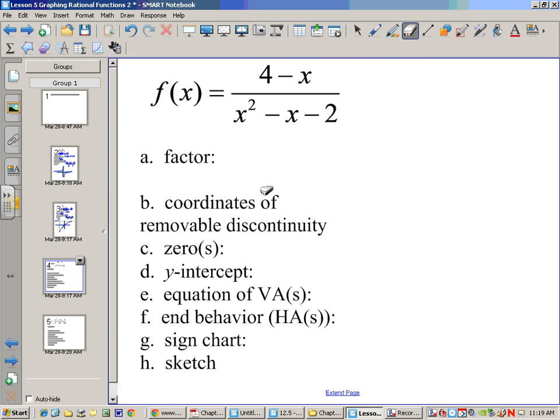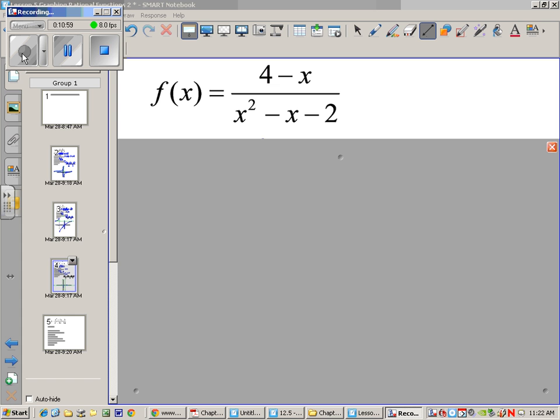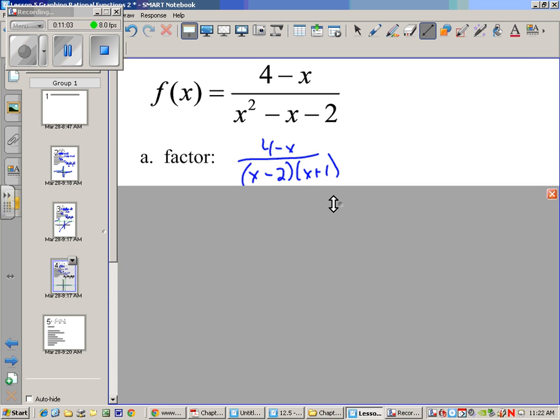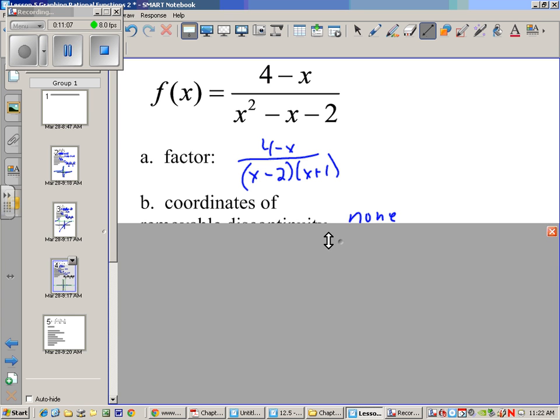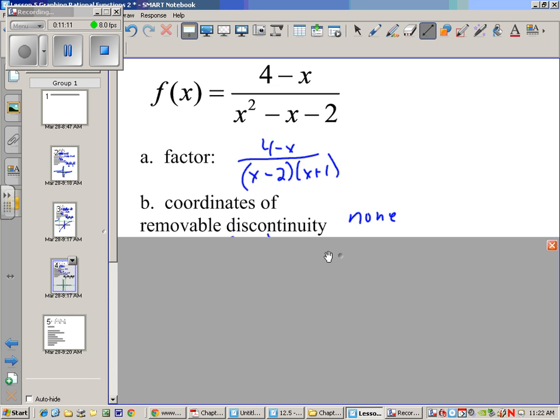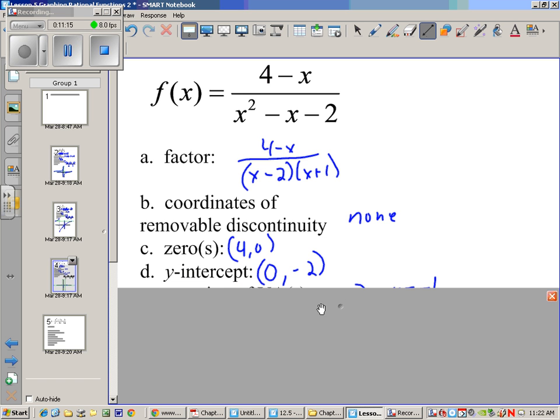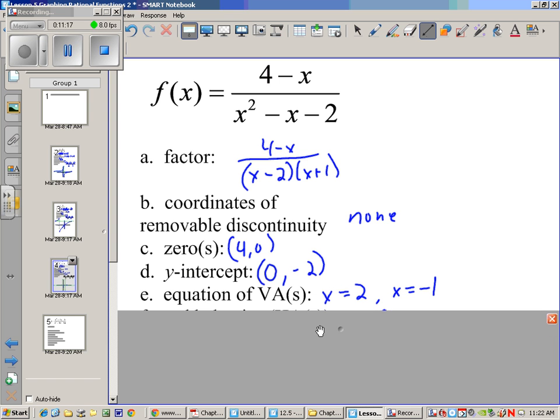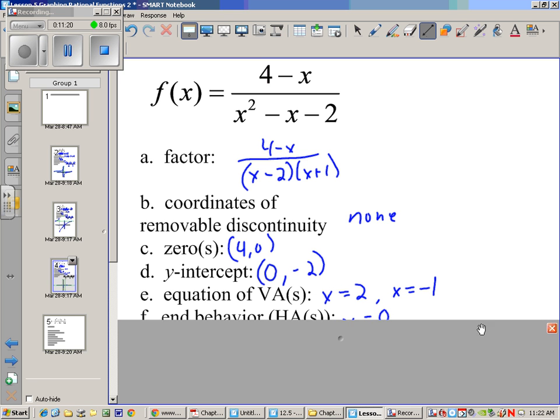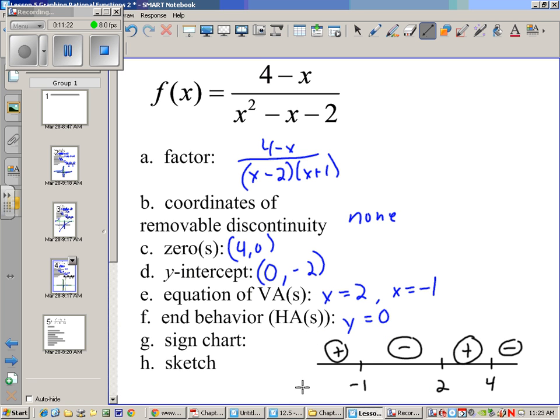Do this one, pause it, and see how well you can do on your own. All right, now we're going to walk through this. If we factor, we'll get 4 minus x over x minus 2 times x minus 1, both in the denominator. There are no removable discontinuities. The zero would be at 4, 0. Y-intercept would be at 0, -2. Vertical asymptotes would be x equals 2, x equals -1.